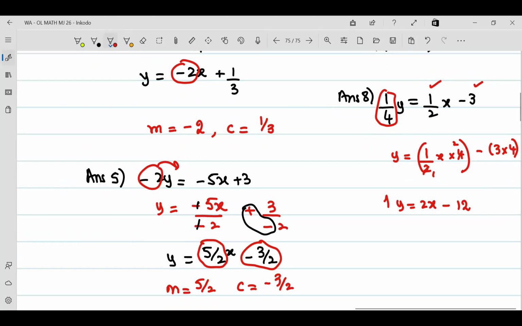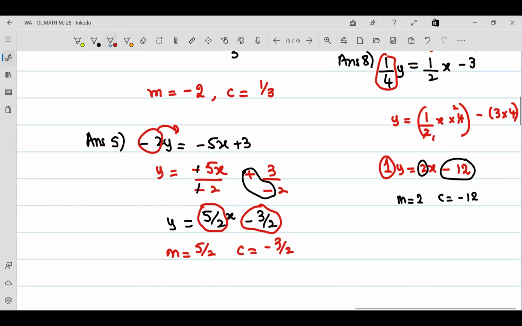Once you've made sure that the y is the subject and the coefficient of y is 1, what is the number attached to x? Sir, 2. That's 2. The gradient is 2. And what is the y-intercept? Minus 12. That's a minus 12. Okay. However, for those who are confused, I'm doing an alternate way of giving you the answer.